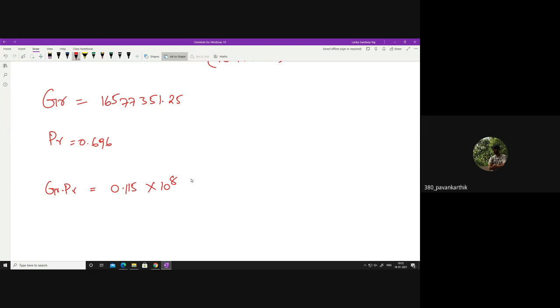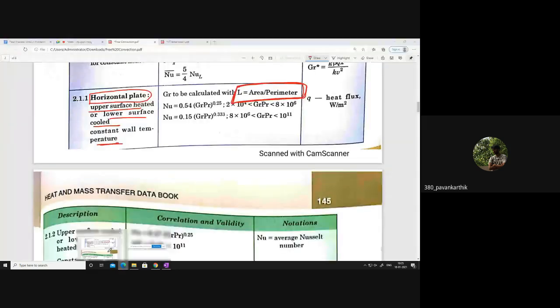So if this is the case, here in the range given to you, which one will you take? See, it is majorly falling in which range? Here 2 into 10 to the power of 4 you have, and 10 to the power of 6 you have here, and 10 to the power of 6 to 10 to the power of 11 you have. So yours is 10 to the power of what? 8. Since 10 to the power of 8 is falling here, this is the range in which it is falling. So you make use of this one.